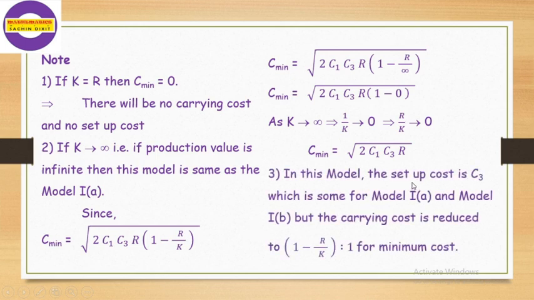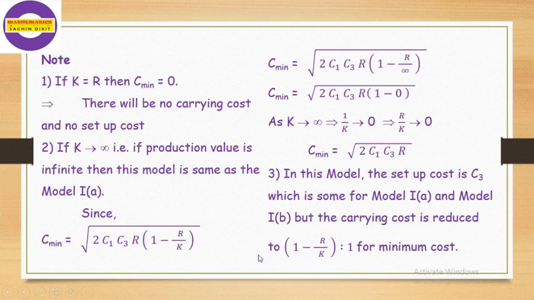In this model, the setup cost is C3, which is the same for model 1a and model 1b, but the carrying cost is reduced to 1 minus r upon k is to 1 for minimum cost. So between model 1a and model 1b, the setup cost will be the same, but here the carrying cost will be reduced to 1 minus r by k is to 1 for minimum cost. So it will be like this.